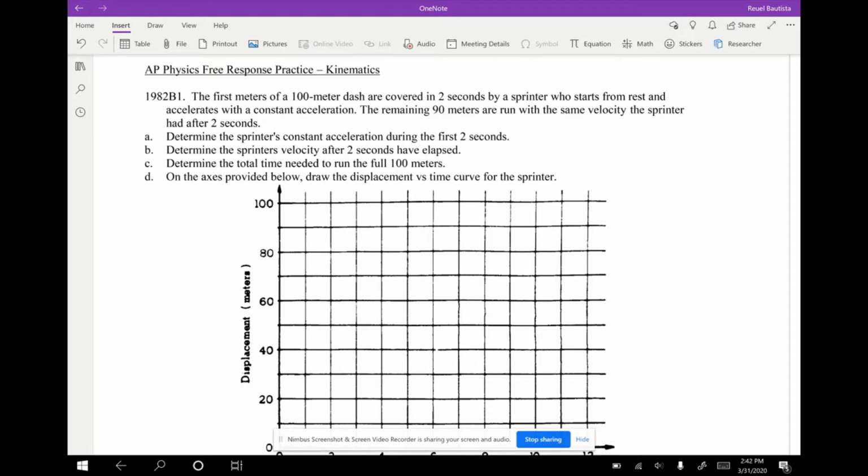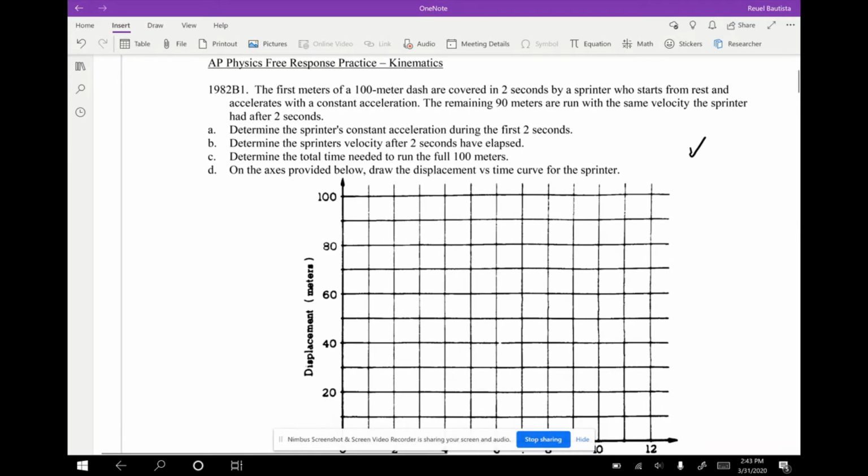Okay. So what we know here is that, hold up, sorry guys. Okay. So what we know here is that during the first 2 seconds, the sprinter is accelerating, right? So remember in kinematics, we have several equations. The first equation is going to be this. Oops, sorry. I don't know why it's dragging.